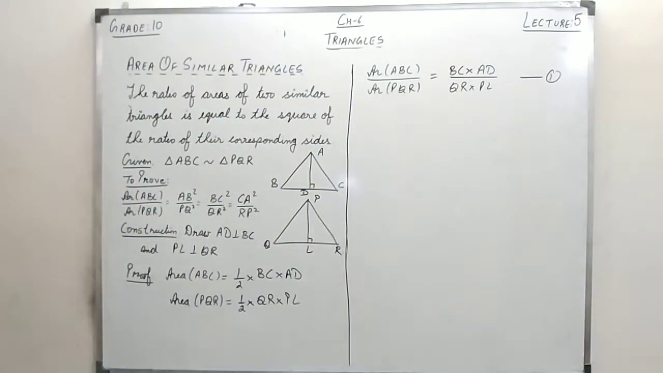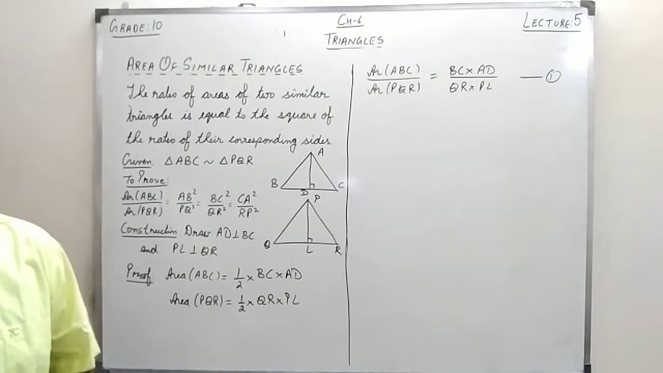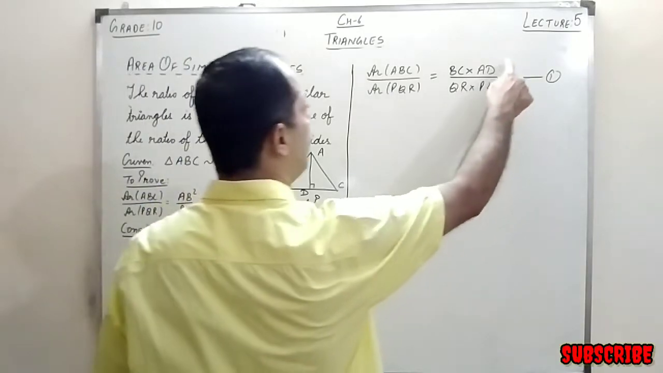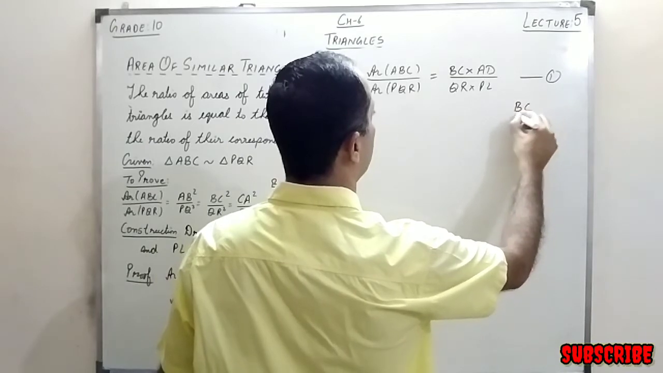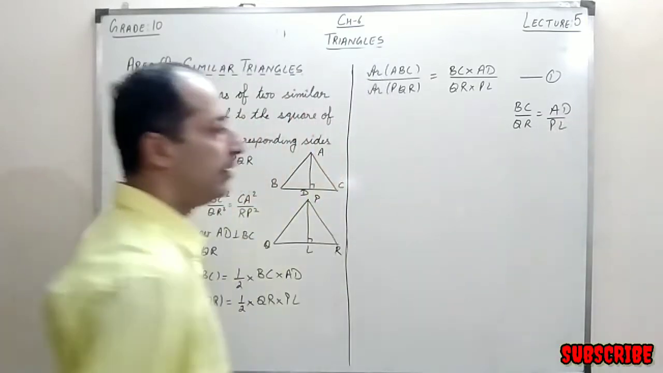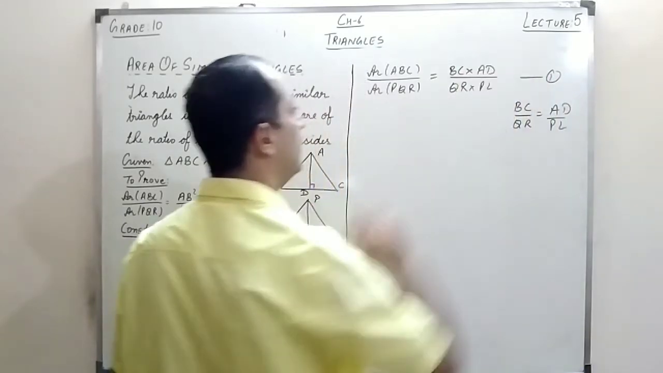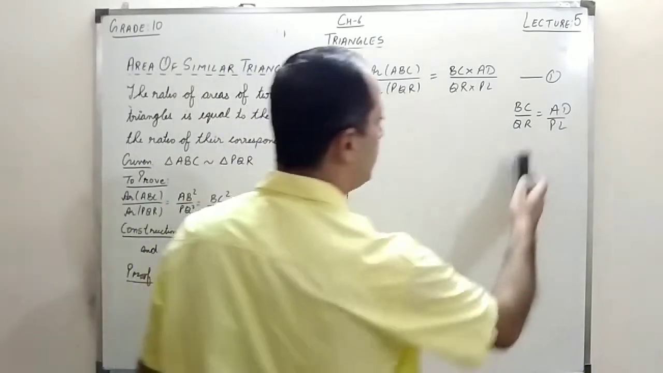Now, if you see carefully what is required and where we have reached, and we compare those things, it will be easy to understand. See, I need the ratio of the areas as BC square upon QR square. Obviously, BC square will come when I multiply BC with BC. So somewhere I should prove that BC by QR is equal to AD by PL. If I can prove this, then I can substitute the value of this ratio here, and I can get the desired result. So now my step would be to prove these two things as equal.